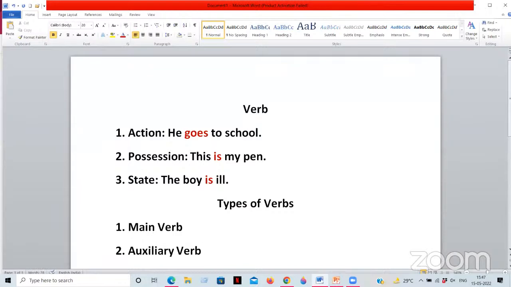So there are two types of verbs. One is main verb, another one is called auxiliary verb. Auxiliary verb means a helping verb that helps other verbs. That is what is called a helping verb. It also helps the subject and predicate of a sentence.